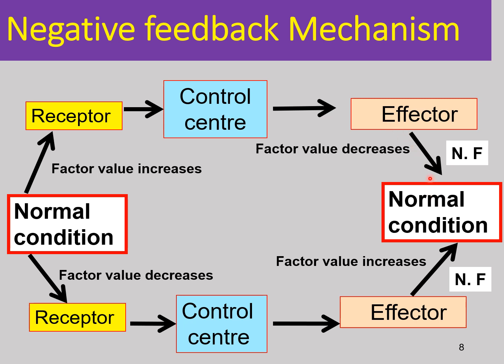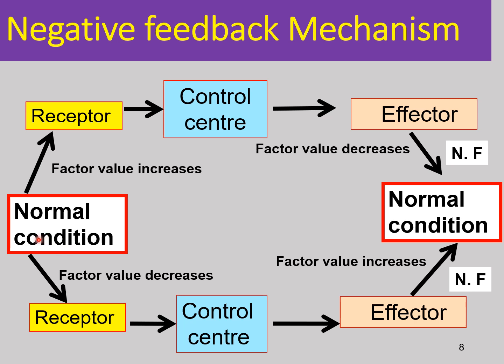That's negative feedback. We don't allow the temperature to keep going up. If the temperature continues to go up because of some malfunctioning in the body systems, then it means it's positive feedback. Positive feedback can lead to death, but negative feedback is what happens in homeostasis to bring the value of the factor back to normal.